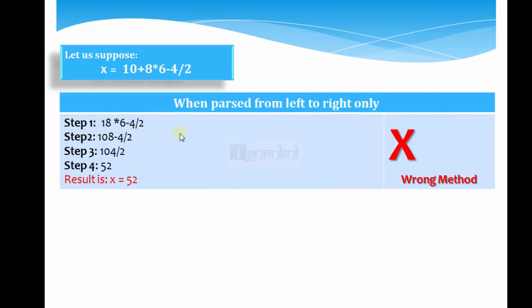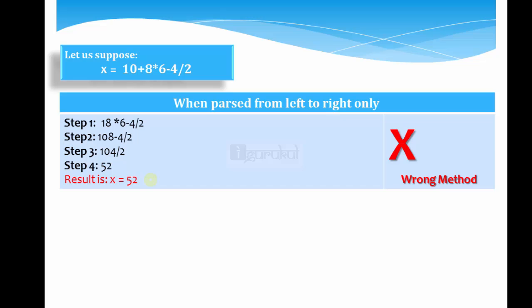Let us take an example first. Suppose what will happen if I will just traverse from left to right without any precedence. So according to the above example, it will first add 10 plus 8. We will get the desired output as step 1. Then it will multiply 18 into 6. I have used the calculator, so don't worry about the output. It will be same as written over here. Similarly, in step 3, it will subtract 4 from 108. We will get an output of 104 by 2, and in step 4 we will get our final output as 52, which is a wrong method.